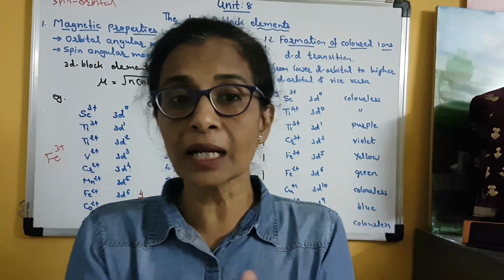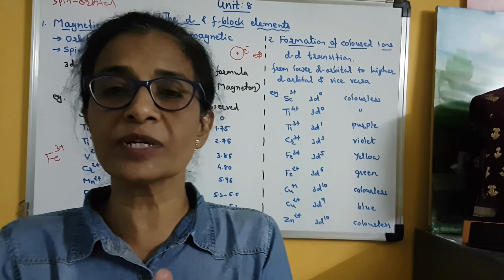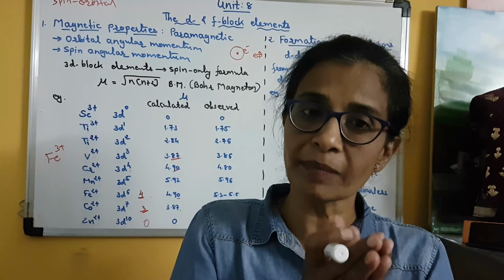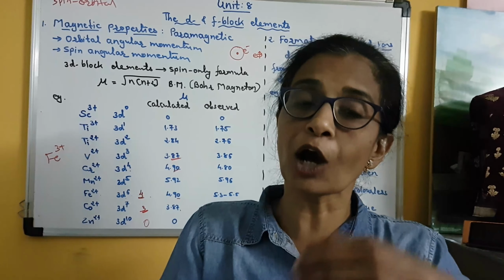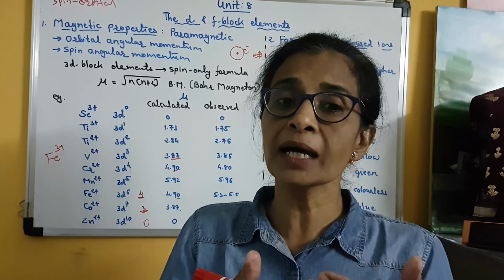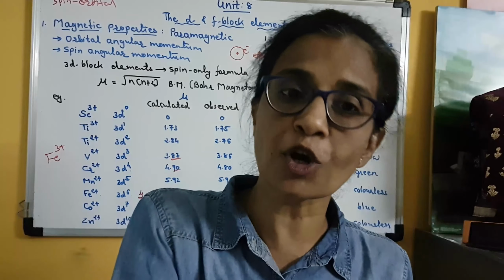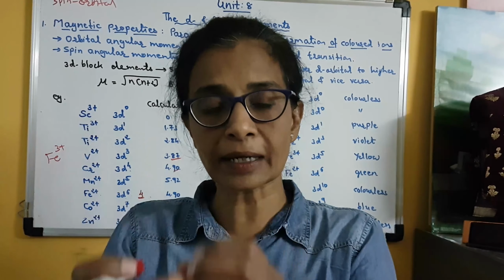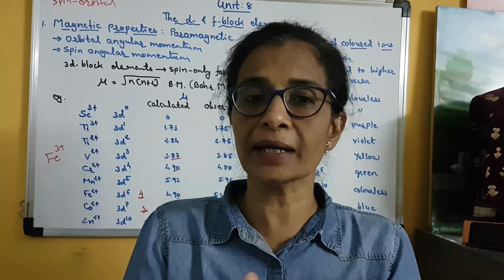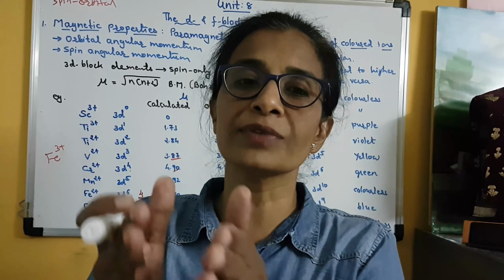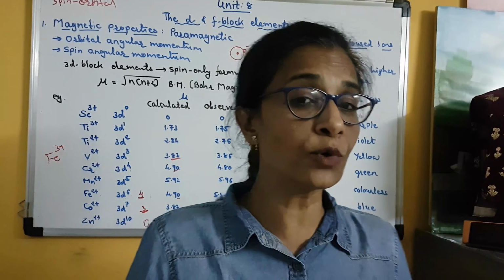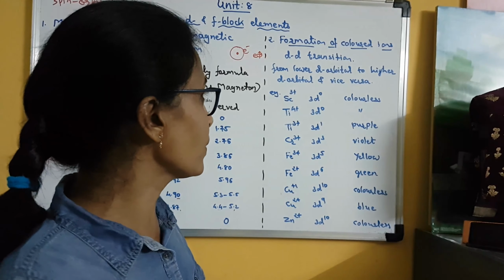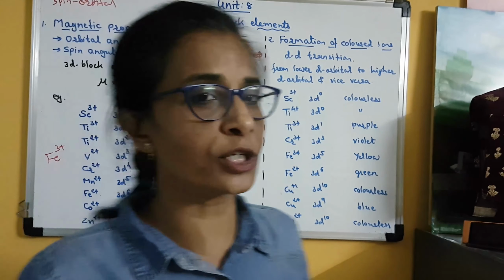Clear? So the color exhibited by the transition metal ion is the complementary color. It is the color which is not absorbed by the ion. Clear? The remaining colors are absorbed by the ion. The color which is not absorbed by that ion will be the color of the ion. Clear? So you have to remember this very well. So this is all about the formation of colored ions.